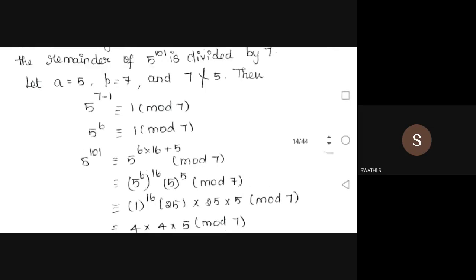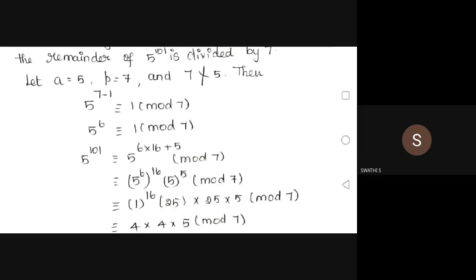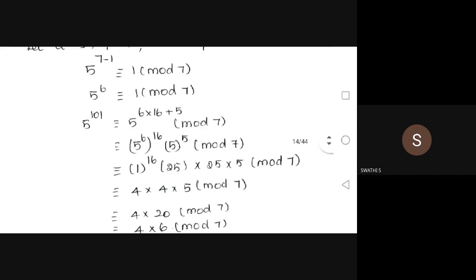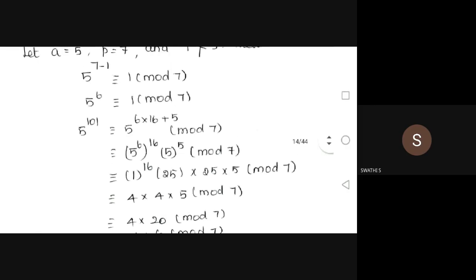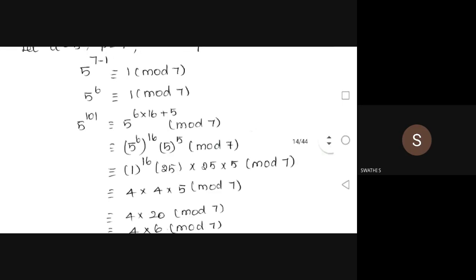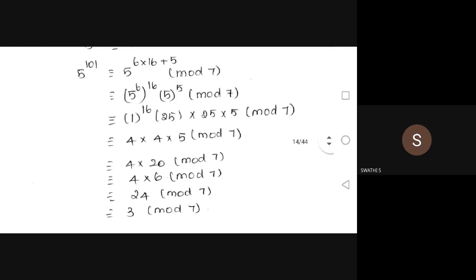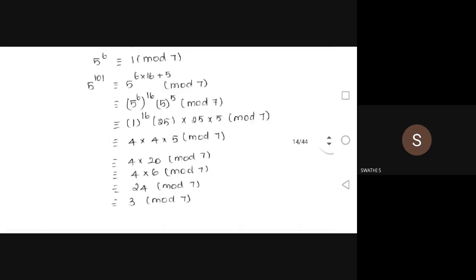But when 25 is dividing by 7, you can get the remainder 4. So 25 is congruent to 4. So 4 into 4 into 5. Then 4 into 5, 4 5s are 20. So 4 into 20. When 20 is dividing by 7, you can get the remainder 6. So 4 into 6 are 24. Again, 24 will be divided by 7, you can get the remainder 3. So 5 to the power 101 is congruent to 3 mod 7.